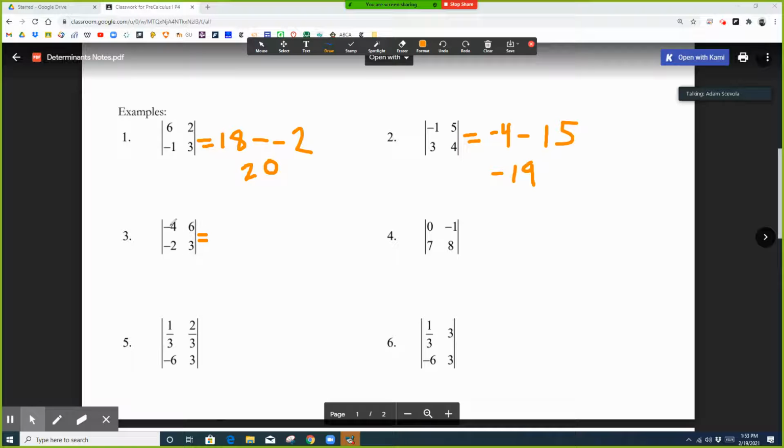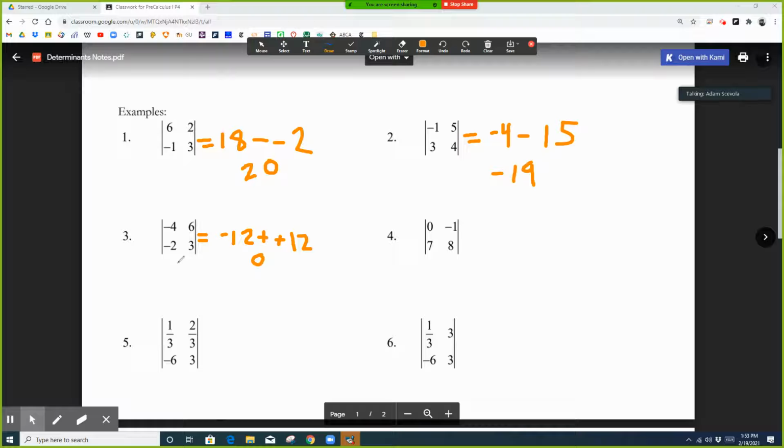In number 3, if we found the determinant of that, you would do negative 4 times 3 and get negative 12. And then you would do minus 6 times negative 2. So negative 12 minus negative 12 would be like negative 12 plus 12, and you get 0. All right, so determinants could also be 0.